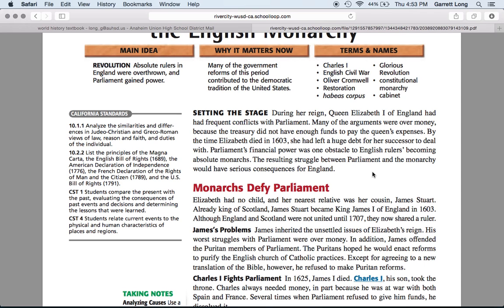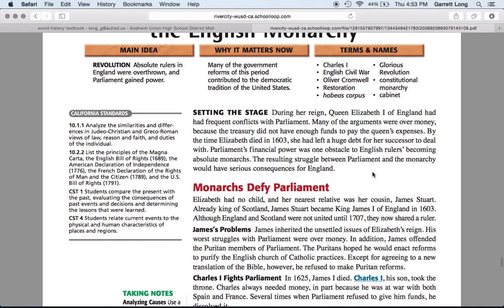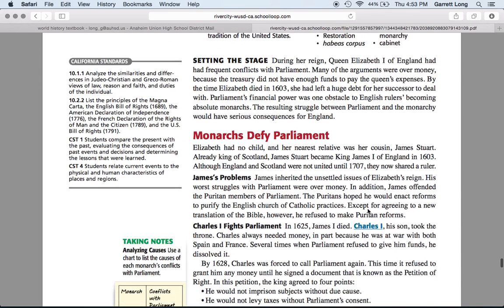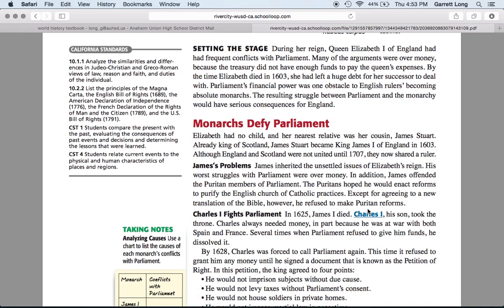England has no money. Queen Elizabeth has left England in a huge debt. And James struggles with England in order to get money out of Parliament. And Parliament does not want to give James I money. He needs to take care of the debt. But James I offends a lot of the Puritan members of Parliament.